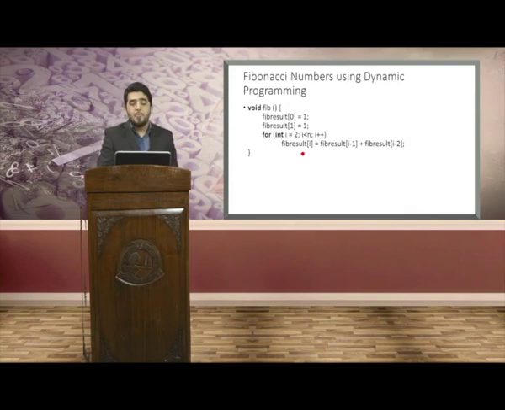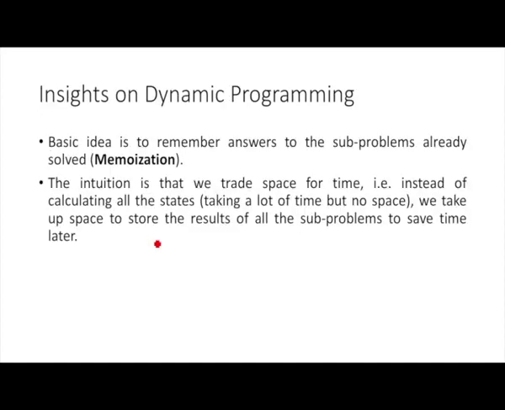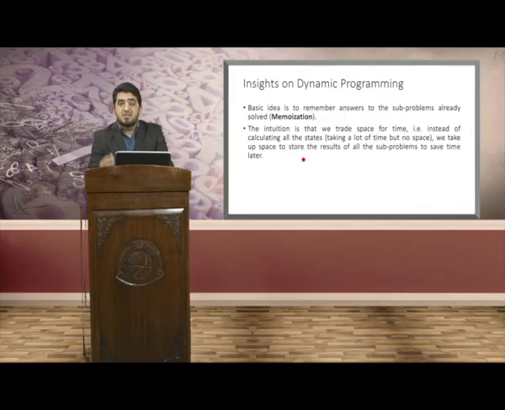So the basic idea that you already got from the example here is to remember the answers for sub-problems already solved. The essence of dynamic programming is that we need to remember answers to the sub-problems that have already been solved, and this process is known as memoization. Now the intuition is that we trade space for time. Obviously we use some more space in dynamic programming than in simple divide and conquer. Why? Because, for example, you already saw that we used an array in order to store those intermediate values.